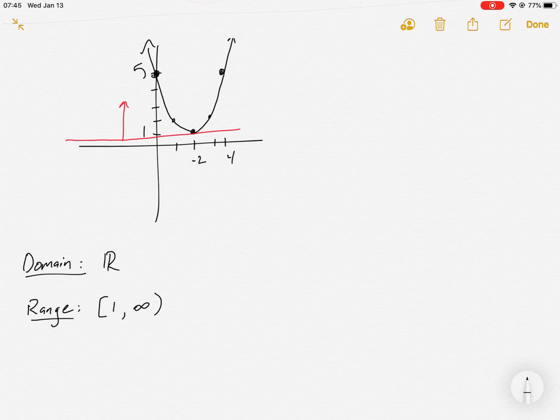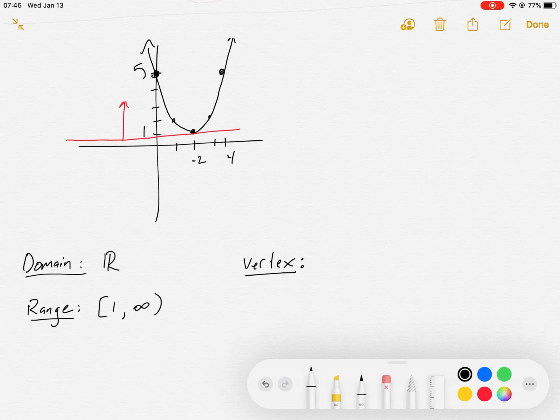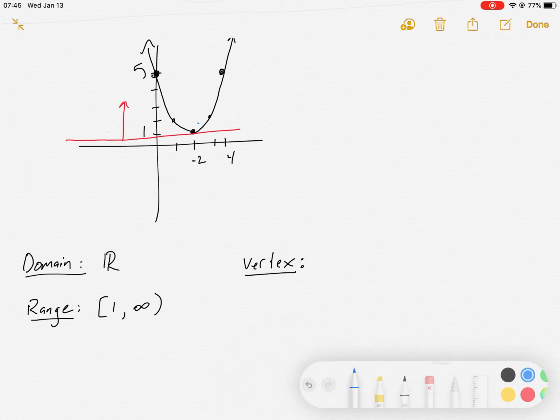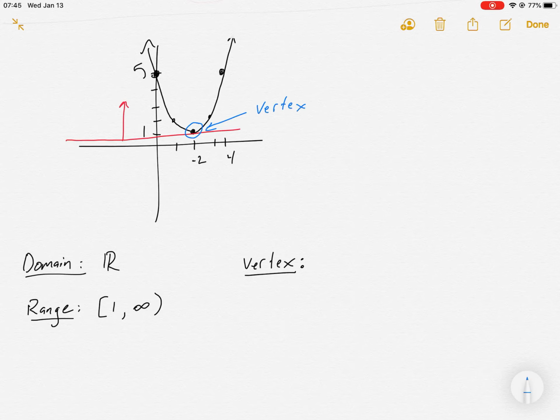The next two vocab words that I want to bring up are specific to parabolas. So for example, the vertex. The vertex is this point right here. The vertex is always either the minimum or the maximum value, or it's where the two sides of the parabola come in and meet, where the parabola changes direction.